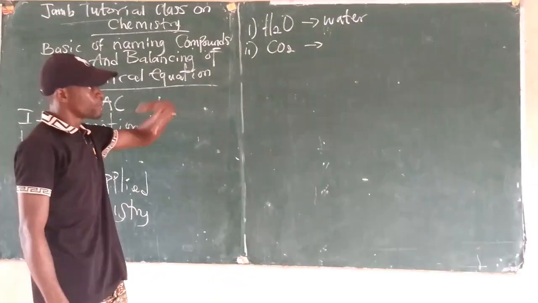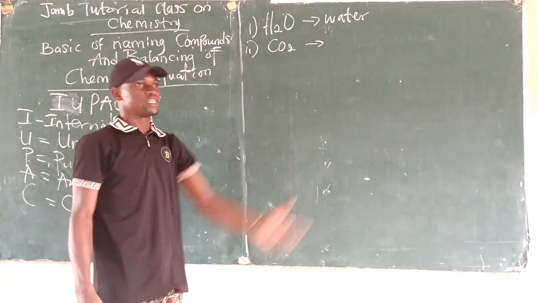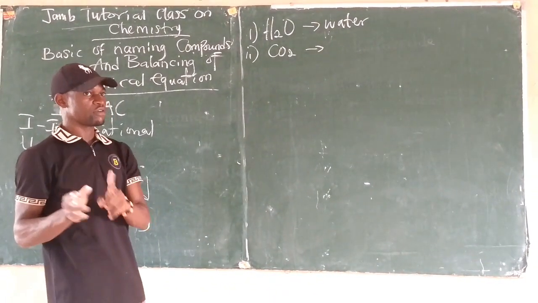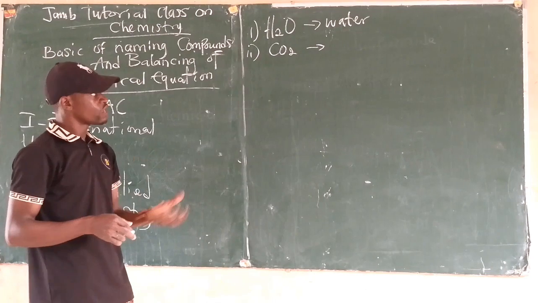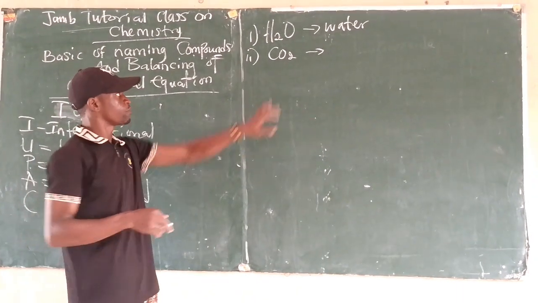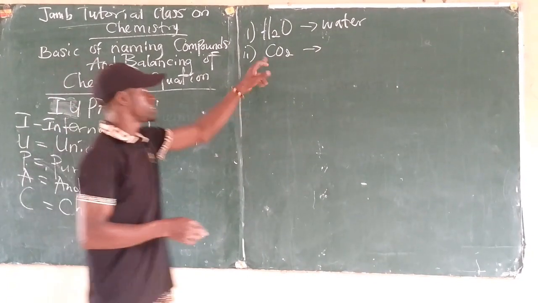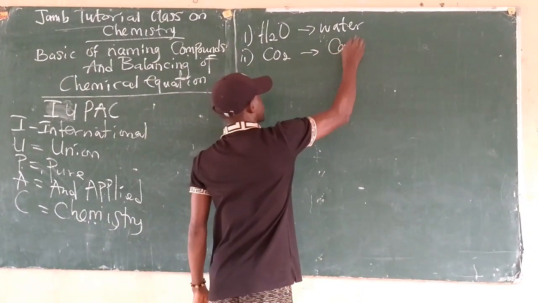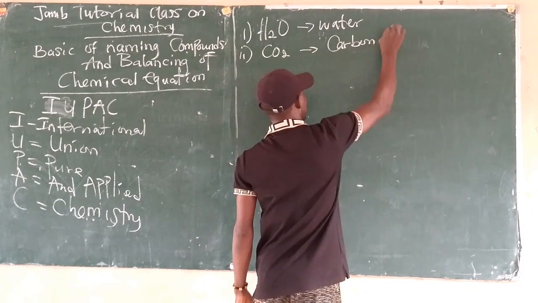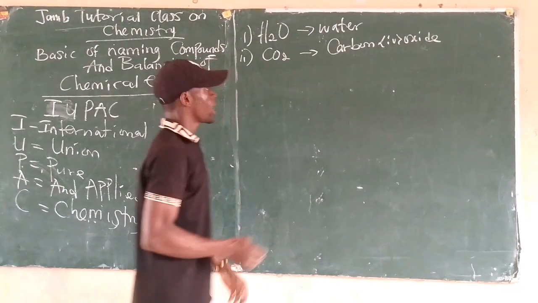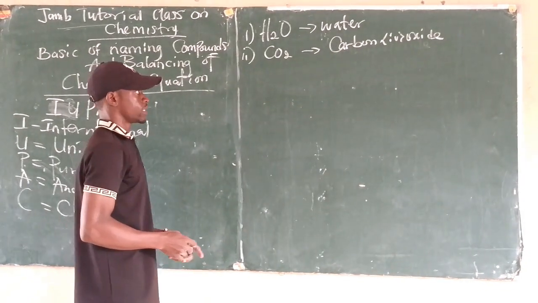Now this is CO2. I believe in biology, we say it's carbon dioxide. Some chemistry may also say it's carbon dioxide. That is the correct name, okay? But IUPAC has a system of giving this compound a name. IUPAC will say that this is carbon(IV) oxide. How is it carbon(IV) oxide?